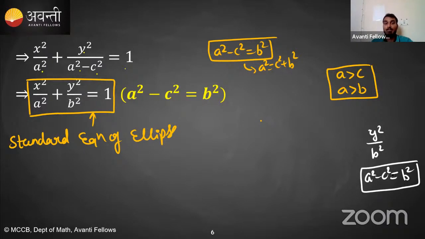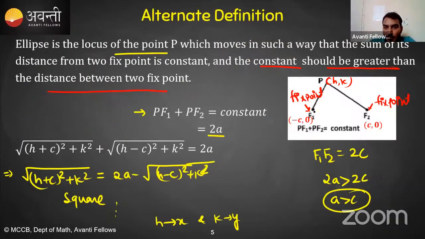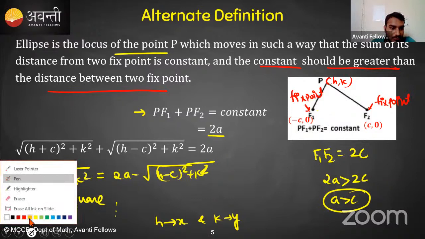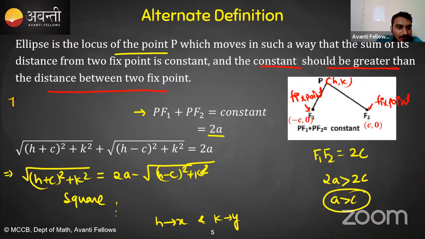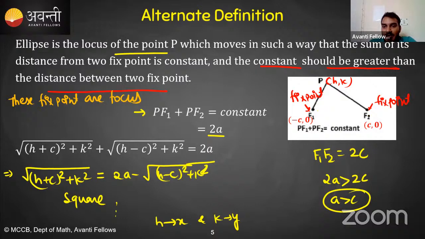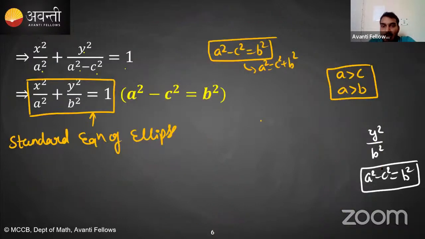Why do you have to remember? Because c comma 0 and minus c comma 0 are the focus. Yes or no? I told you, these fixed points F1, F2 are the focus. Let me write this again here also. These fixed points are focus. So in the case of ellipse you will get two focus, minus c comma 0 and c comma 0, F1, F2. So you should remember that c comma 0 and minus c comma 0 give you the focus. The fixed point is the focus, right?